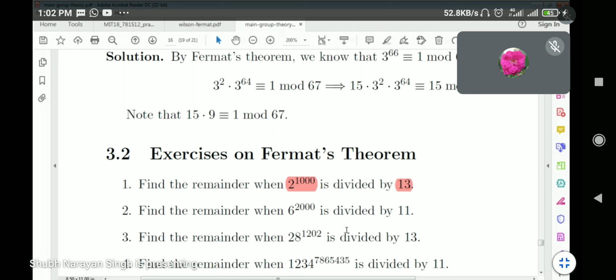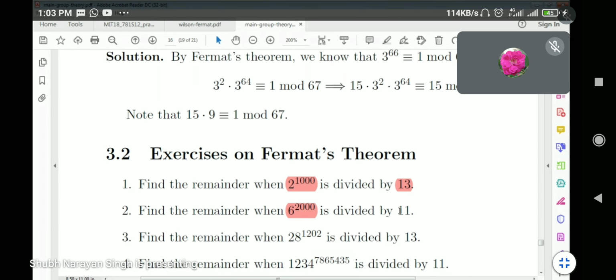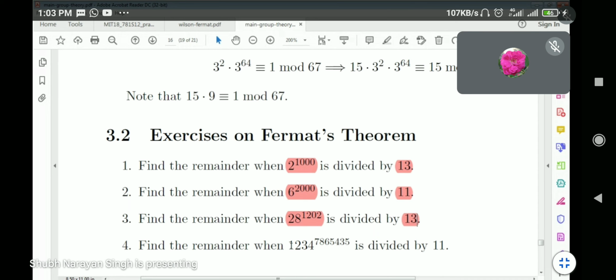Now try to solve the second question. That means find out the remainder when this big quantity 6 power 2000 is divided by 11. The procedure is the same. If you know the solution, please post it on your common WhatsApp group, so that I can cross check your solution, as well as your friends. And don't worry about the correctness of the solution. Maybe right, maybe wrong.